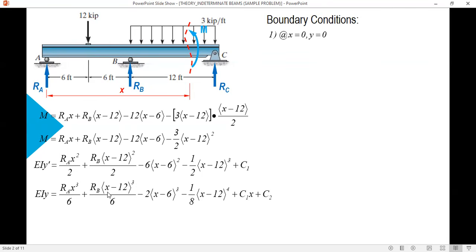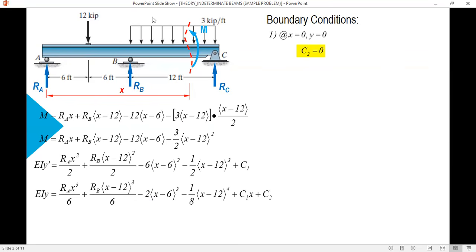And then this term will be neglected. Since it is negative, 0 minus 12 is negative 12, so this term will be neglected or considered as 0. This one neglected also, negative. This one neglected also. And x equal to 0. Therefore, our C2 is equal to 0.